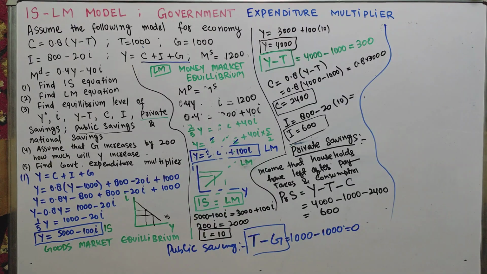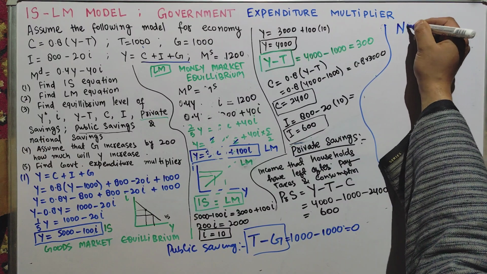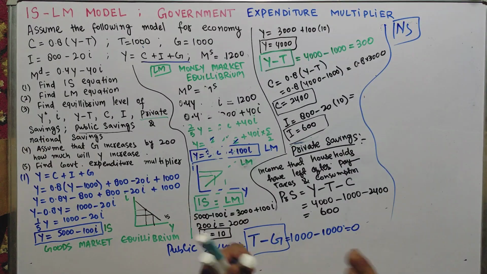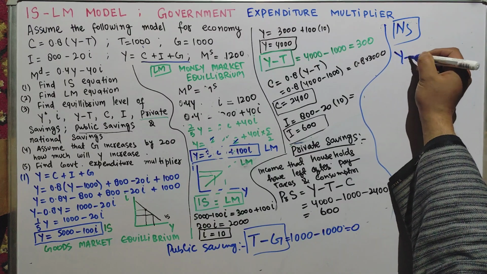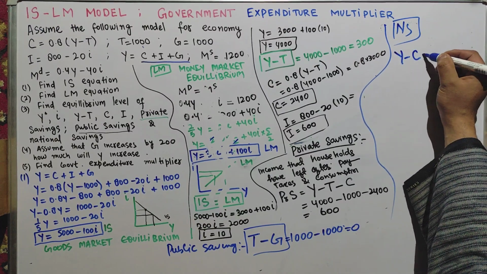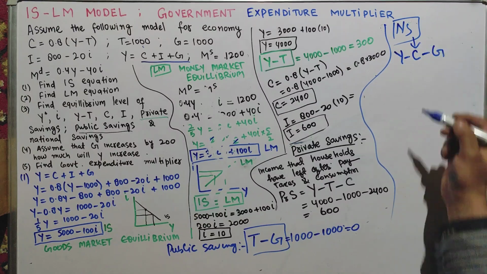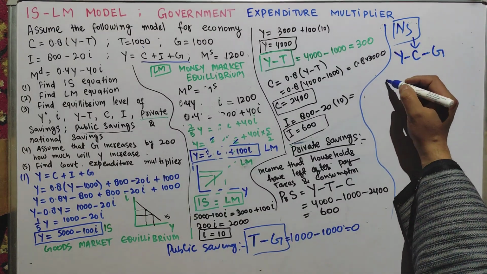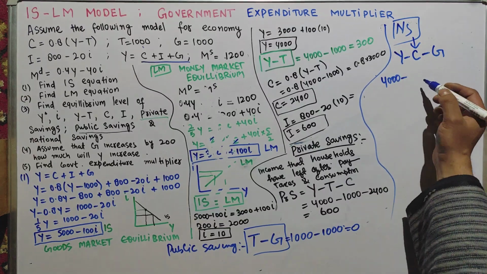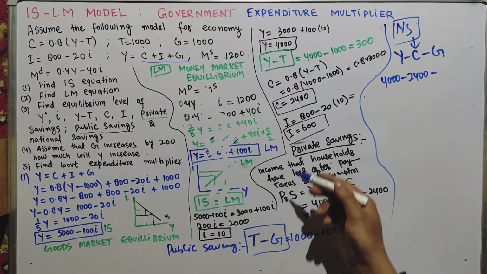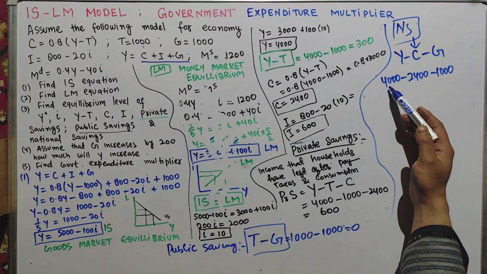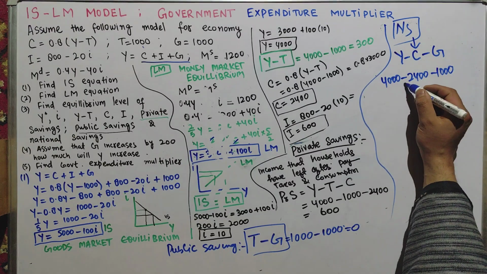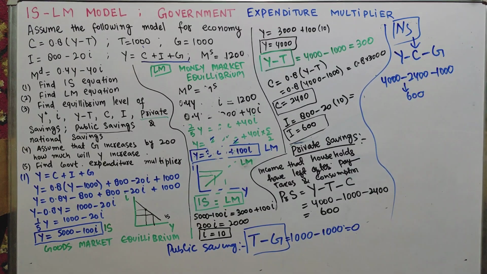Next thing is we need to find out the national savings. What are the national savings? This is simply the income that remains after paying for the consumption and government expenditure. It is equal to total income minus the consumption expenditure minus the government expenditure. So income is 4,000, which we calculated, minus consumption 2,400, minus government expenditure 1,000. It also comes out to be 600 here. So we are done with this.